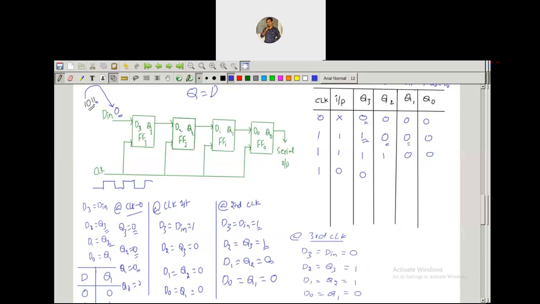Okay, so here what are the values of Q2, Q1, Q0? Q2 equals D2, and D2 is 1, so Q2 value is 1. Q1 equals D1, and that is 1, and Q0 equals D0, which is 0. And so the values are 1, 1, 0.